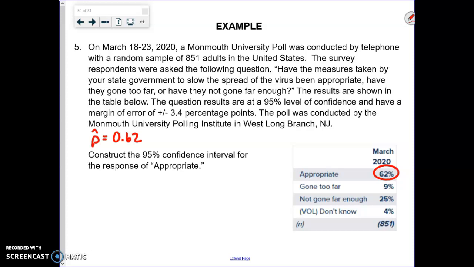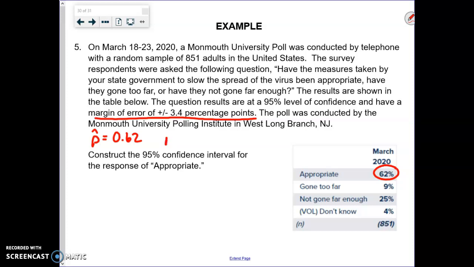Okay? Now, it also tells us here the margin of error. And a lot of times when news or polls report their findings, they will put a margin of error there. Matter of fact, to be honest with you, if a news source or a polling institution does not report a margin of error, it's really not a very good poll. It's not a very good way to report poll findings.